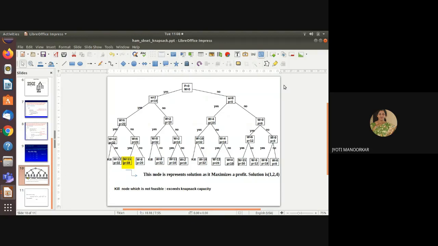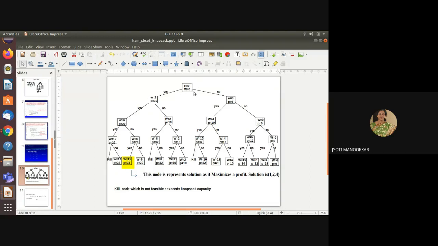Here we will always start with the root first. Initially the root will represent that no elements have been selected so far. If no atoms have been selected so far, the profit achieved is 0 and the weight achieved is 0. So at this level, the zeroth level, that is the root level, I have P equals 0 and W equals 0.